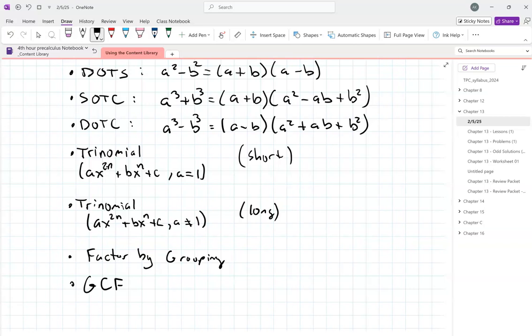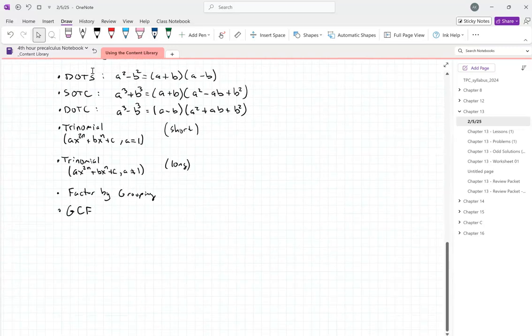So when I teach this, what I like to do is build out a flow chart to help us work through some of these more difficult factoring problems where we might have to use multiple of these methods inside of the same factoring problem. So that's what I'm going to do now.